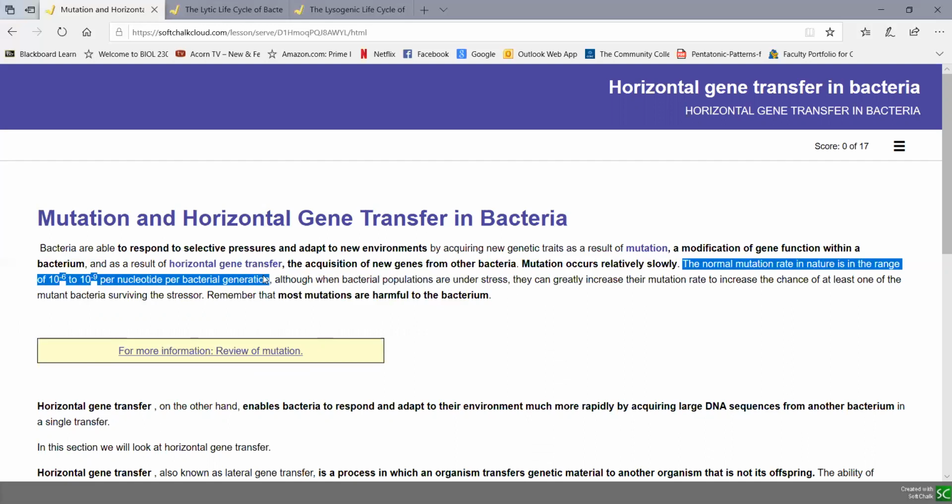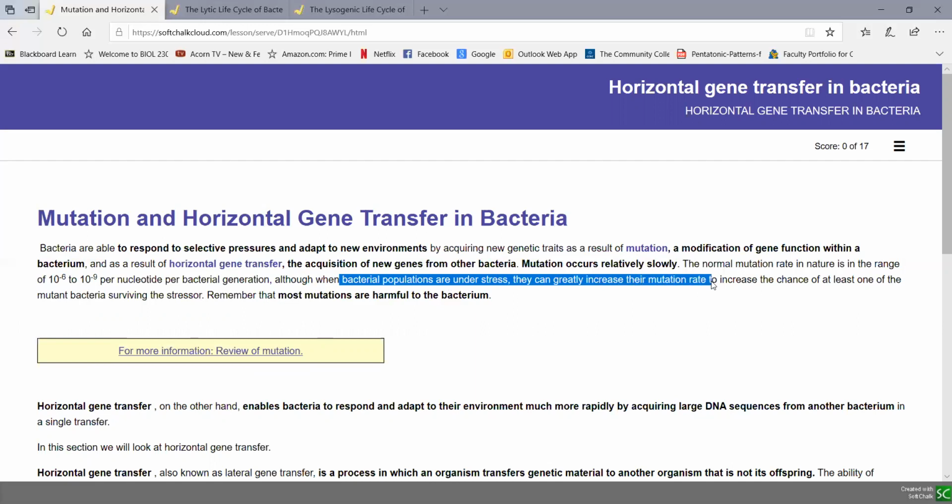So mutation is relatively slow, but when bacterial populations are under stress, they can greatly increase their mutation rate to increase the chance of at least one of the mutant bacteria surviving whatever is causing stress. Now keep in mind, in mutation, a single gene is being modified. Several genes may be modified simultaneously with mutations on different locations, but a mutation is modifying a single gene function.